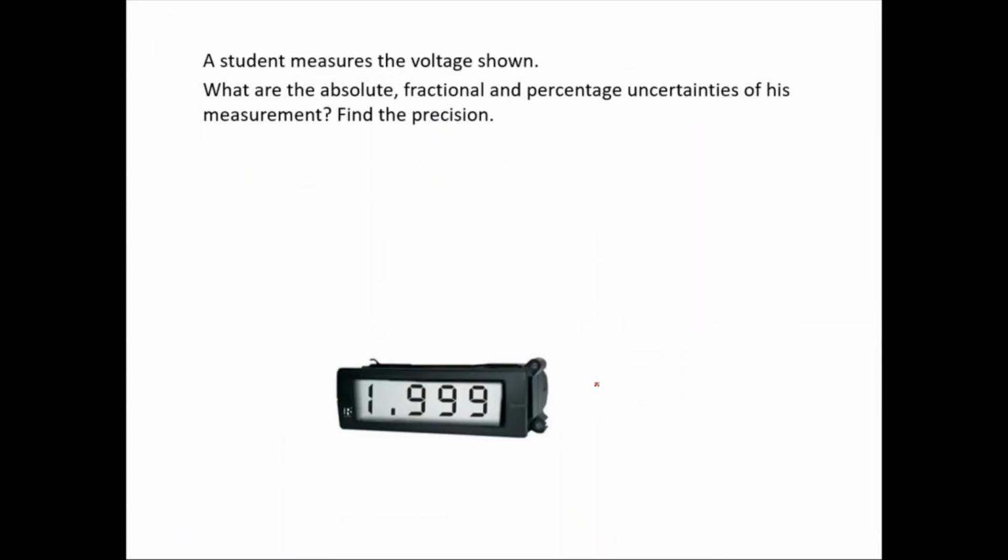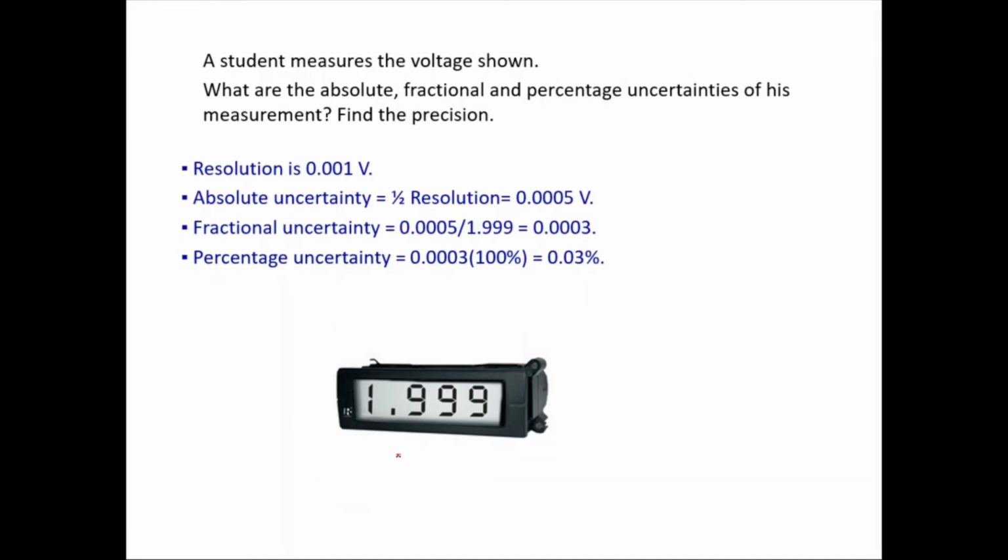Okay, let's look at this example. A student measures the voltage shown. Here the voltage is 1.999. What are the absolute, fractional, and percentage uncertainties of this measuring device? So the resolution here is equal to 0.001. This digital voltmeter can measure every change of the voltmeter. Every 0.001 volt will be determined by this voltmeter. That's why the resolution is equal to 0.001.